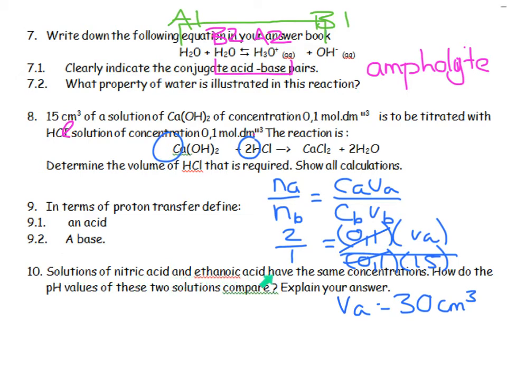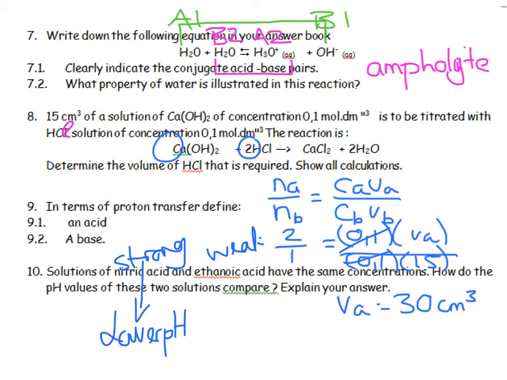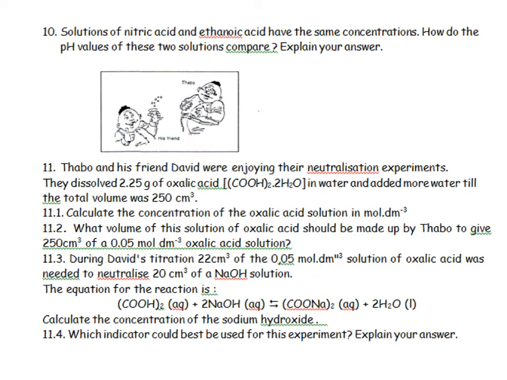Solutions of nitric acid and ethanoic acid. Nitric is strong, ethanoic is weak, have the same concentrations. How do the pH values of these two solutions compare? Explain your answer. Well, nitric acid will have a lower pH than ethanoic acid. Why? Because nitric acid forms lots of ions in solution because it is a strong acid, whilst ethanoic acid forms few ions in solution because it is a weak acid. That question's already done.